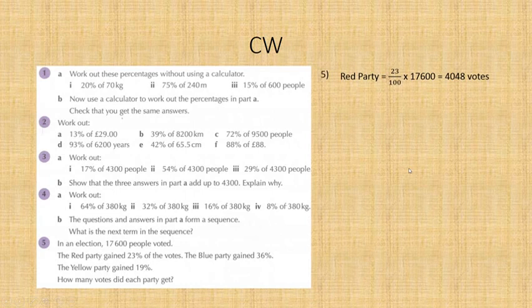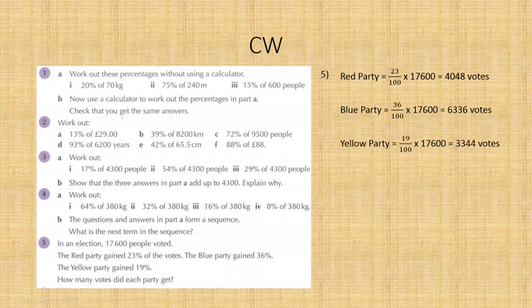For the blue party, I would just make it 36 over 100 multiplied by the number of people who voted, 17,600, which equals 6,336 votes. And the yellow party gained 19%, so let's make it 19 over 100 and multiply it by 17,600, which is going to equal 3,344 votes.